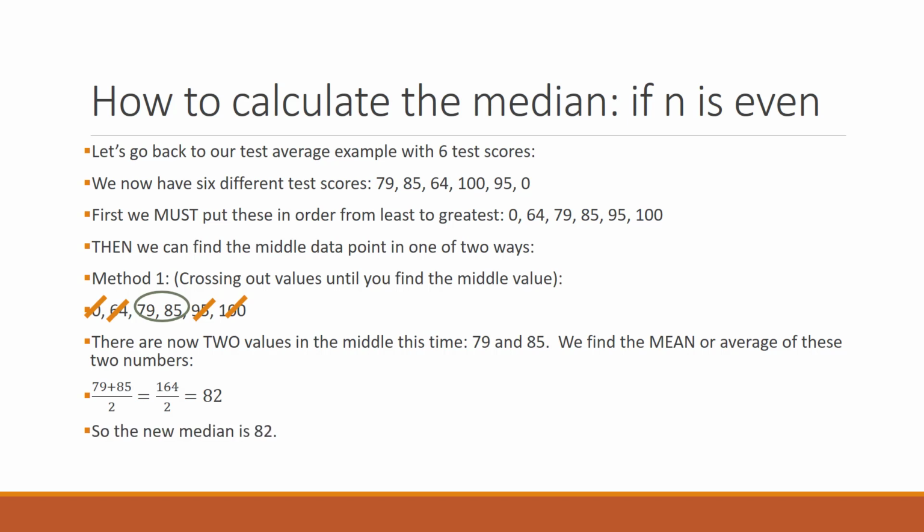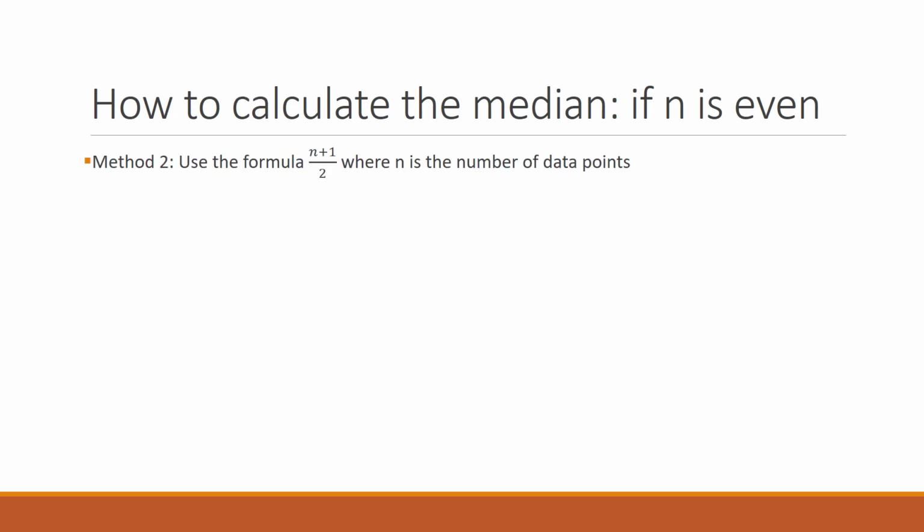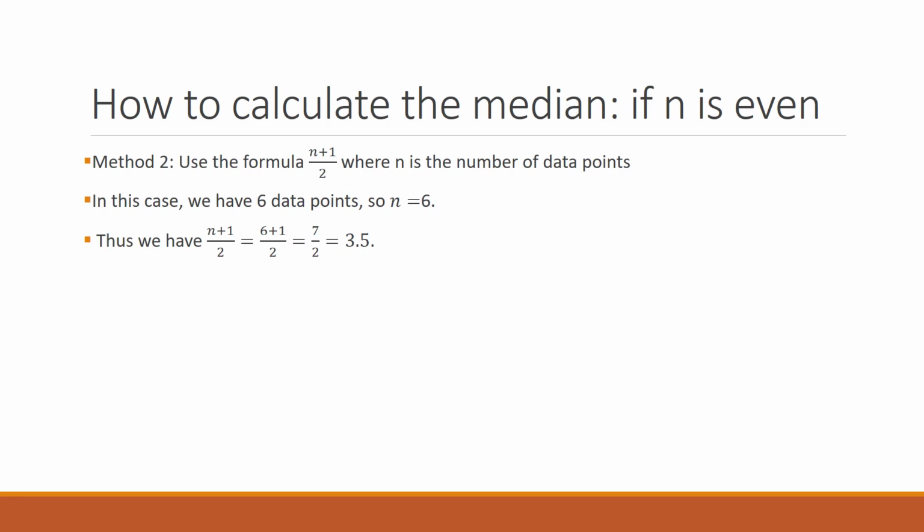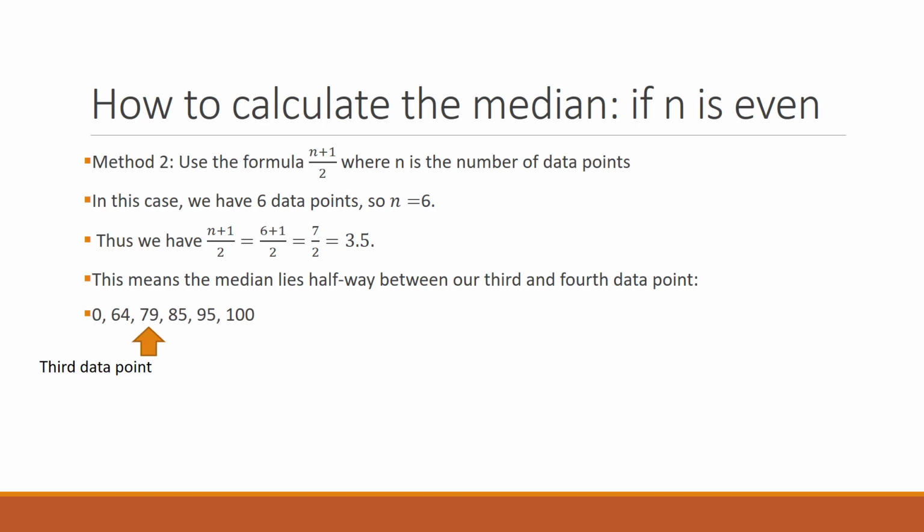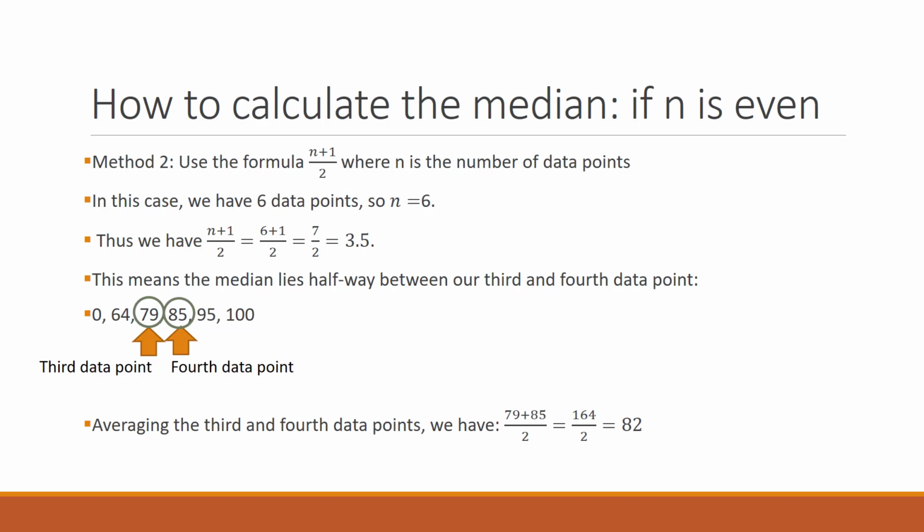We can also use the other method we mentioned, which is to use the formula (n + 1) / 2, where n is the number of data points. In this case, we have 6 data points, so n equals 6. 6 plus 1 is 7. 7 over 2 is 3.5. This means the median lies halfway between our third and fourth data point. Our third data point is 79. Our fourth data point is 85. Halfway between this, or finding the arithmetic mean of these two numbers, we find is 82. So again, using the second method, we find the new median is 82.